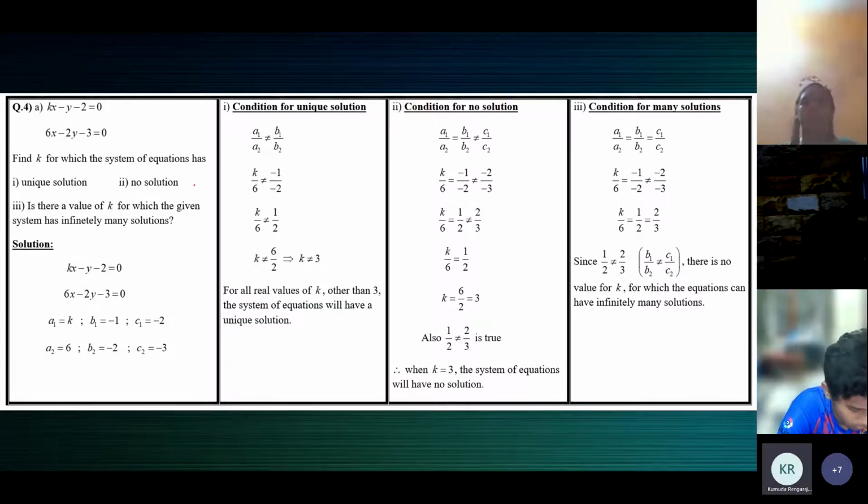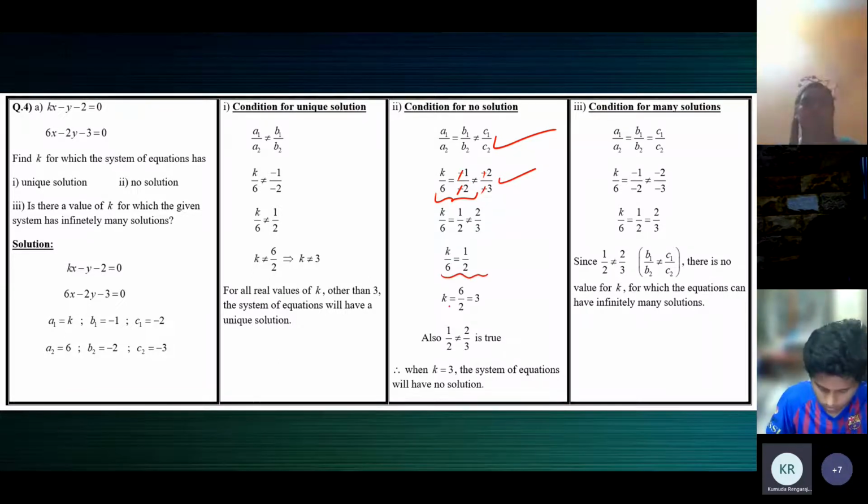Next, condition for no solution. This is the condition for no solution. Substitute the values of a1, a2, b1, b2, c1, c2. Work the first equality first. You cancel the minus sign, and work the equal to. K by 6 is equal to 1 by 2. So on cross multiplying, you get k is equal to 3. The value of k is 3.